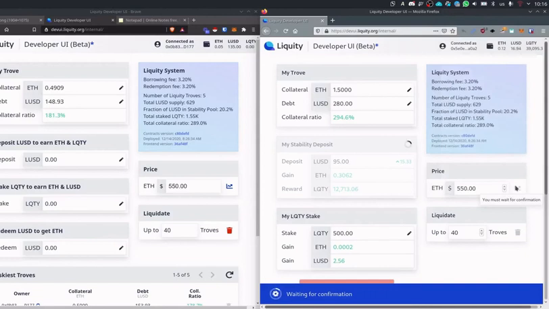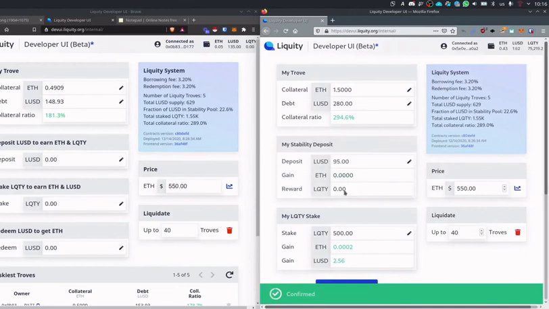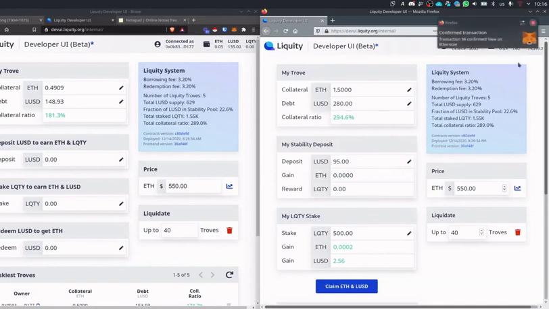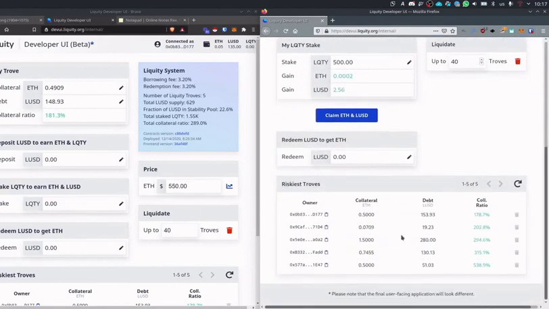So there are two types of rewards here. The first one is ETH. You receive, so this now disappeared because when you deposit, the funds get transferred automatically to your wallet. So there are two ways to gain. The first one is gaining ETH, which is done by liquidating troves. So when a trove is liquidated, you will get the collateral of that trove, or a portion of it.